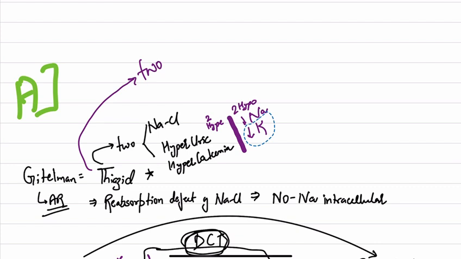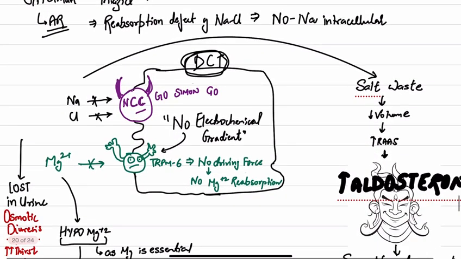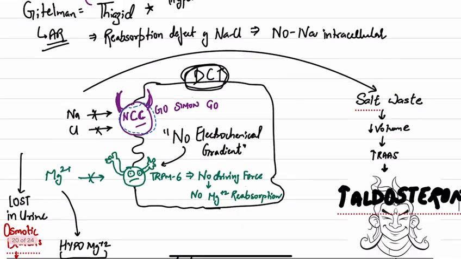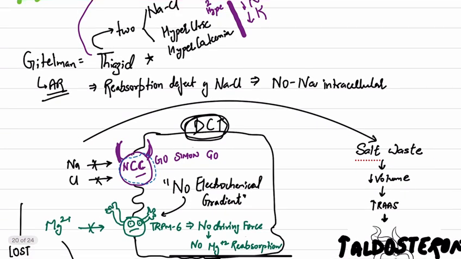There is a resorption defect of NaCl. Where does it start? In the DCT, the distal convoluted tubule, there is an NaCl channel, which we call NCC, the sodium chloride channel. It says we will not absorb either sodium or chloride. Both ions will not be absorbed.